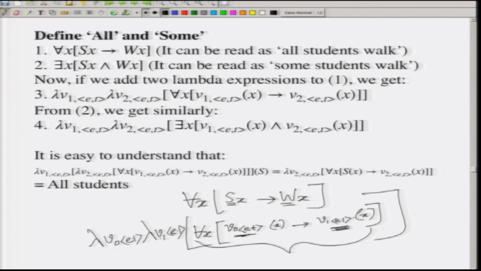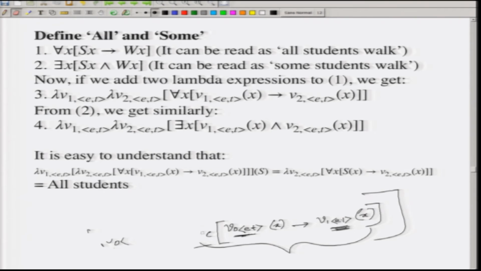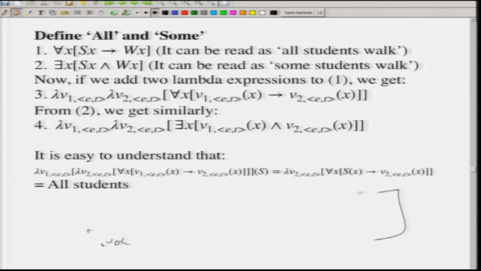And also we can do it partially. As I said, a lambda operator is actually a function splitter. So not all the time do we have to define all. If we want, we can also define, for example, all students. How to do that? We do that in a step by step manner.